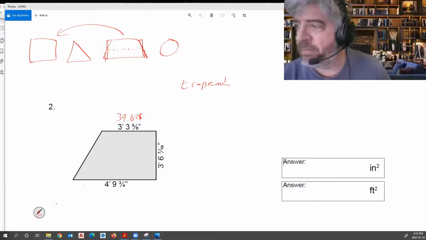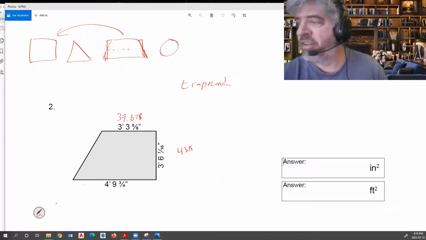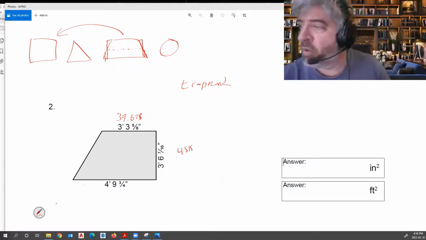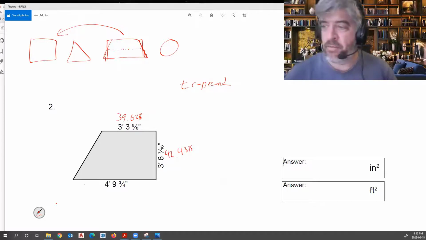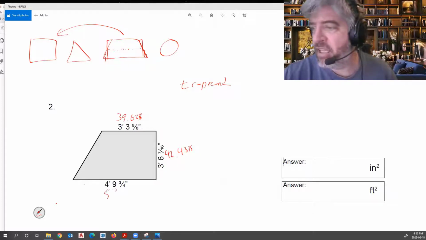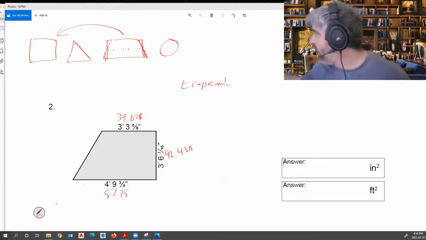That is 0.4375. And then I have the 3 feet, so 3 times 12 plus the other 6 inches is 42.4375. And then I have the bottom one here, which is 9 3/4. So 4 times 12 plus 9 gives me 57.75. I have no problem if you guys want to work in inches.